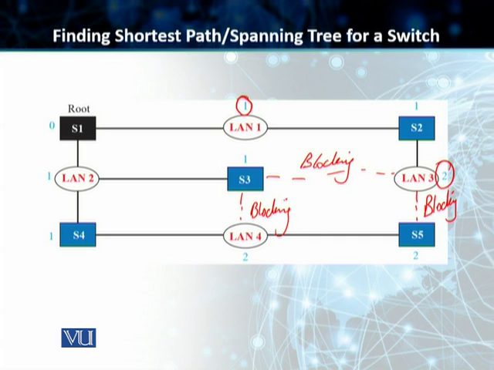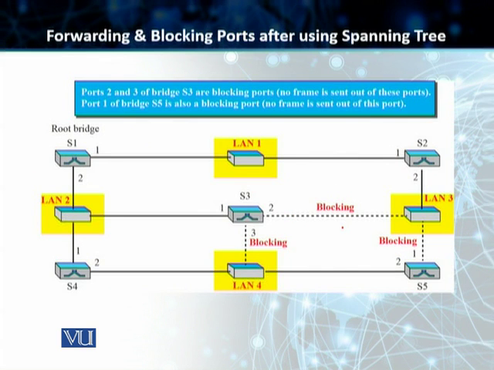So the links which are eliminated as a result of the spanning tree algorithm from our actual system are called blocking links, and the rest of the links which are actually forwarding the data, they are called the forwarding links. So we have got a forwarding link, a forwarding link, a forwarding link, and the rest of the links are blocking links. Students, that is what I represent using this particular slide.